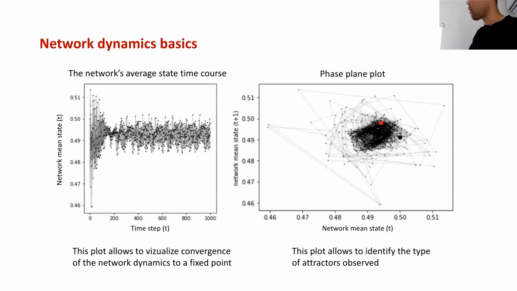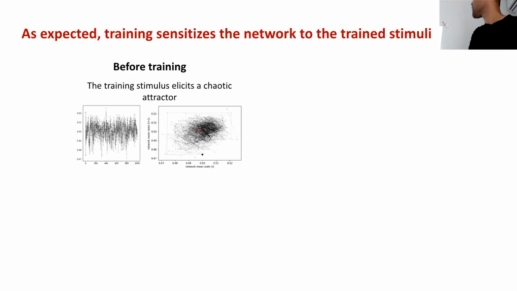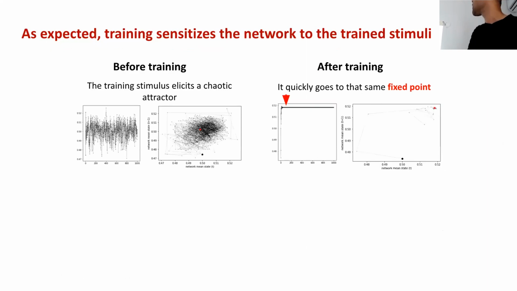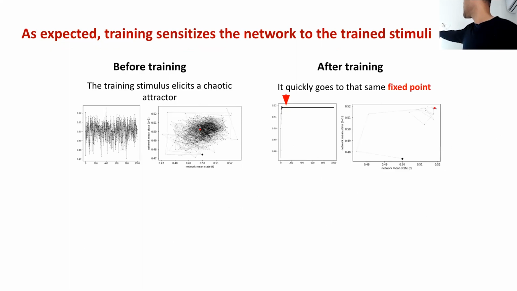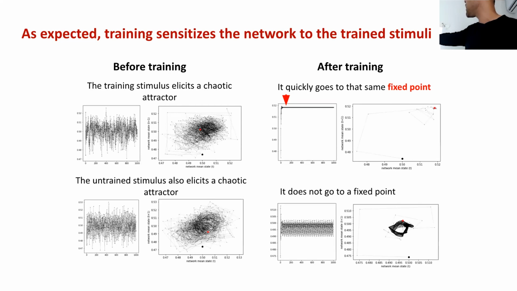So these are control results. Same thing here. Before training, the network answered a stimulus with chaotic attractor activity. After training, quickly, when I put in the stimulus, the network just converges to a fixed point. The activity doesn't change, which means it recognizes the stimulus. When I do it with an untrained stimulus, with no training on that stimulus, the network still remains dynamic and is not able to react to that stimulus.